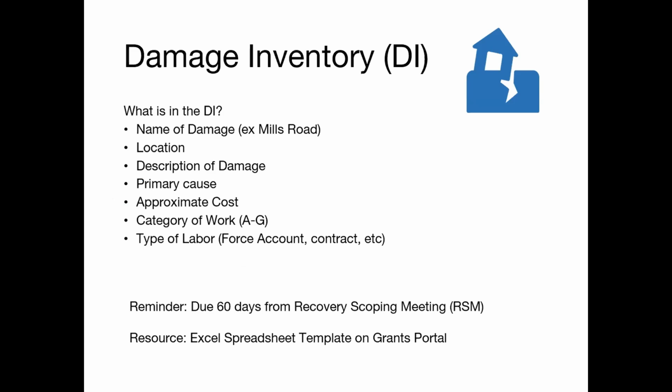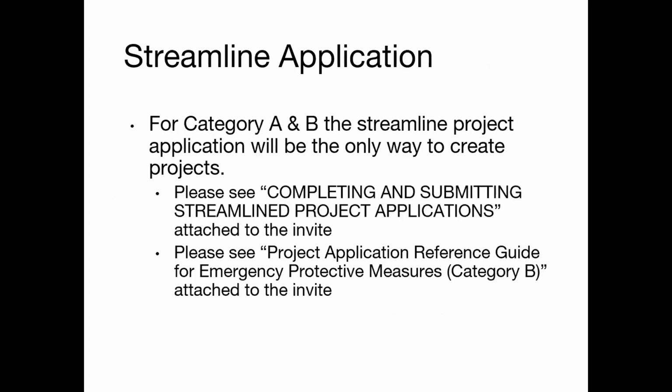You'll bring a draft of your damage inventory to the recovery scoping meeting, which starts your clock for 60 days in reporting damage. Similar to the RPA, if you're unsure of damages, we encourage you to include them. FEMA can always deny them, or you can withdraw them. FEMA has automated the project formulation process for Category A debris projects and Category B emergency protective measures. Your PDMG and your state rep will help you through creating the streamlined project application.